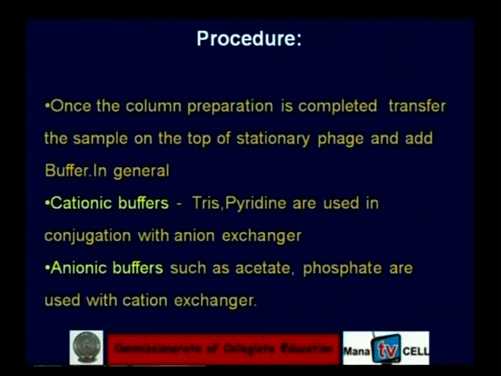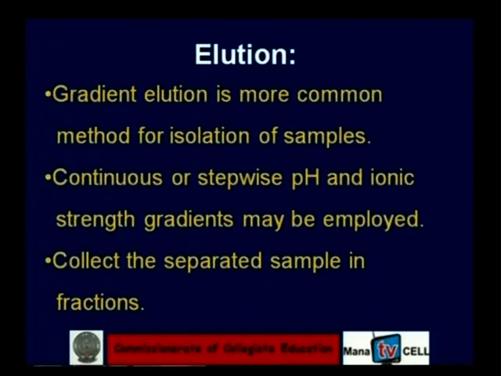Once the column is prepared, we have to transfer the sample onto the stationary phase. After adding the sample onto the stationary phase, we use buffers for elution. For the two types of ion exchangers, we use two types of buffers. For the anion exchanger, we use cationic buffers, that is Tris and pyridine. For the cation exchanger, we use anionic buffers, which are acetate and phosphate. After adding the buffer solution, elution occurs. Elution in ion exchange chromatography is of gradient type.